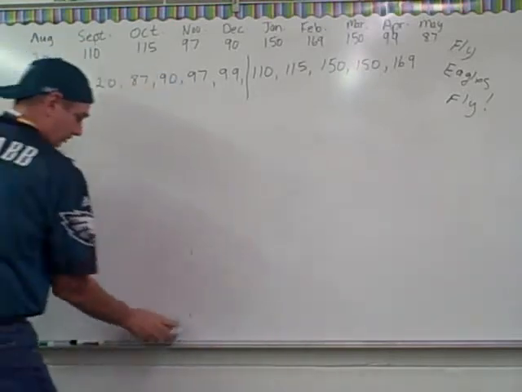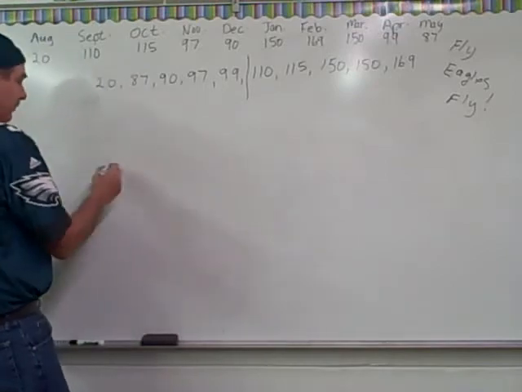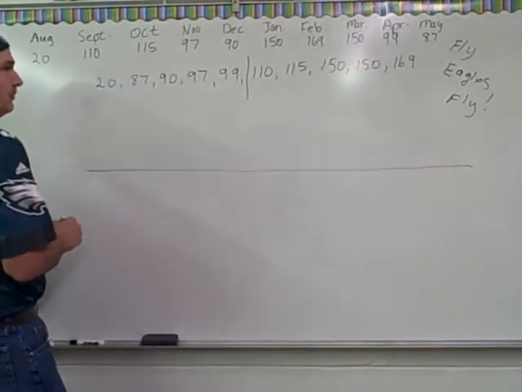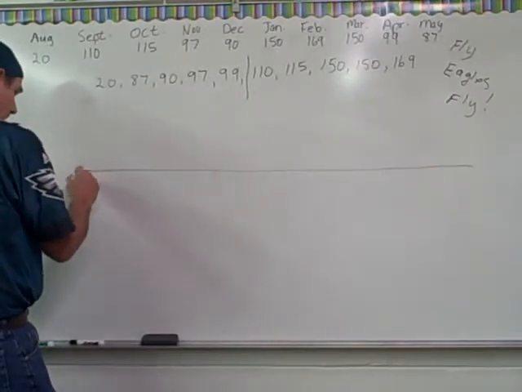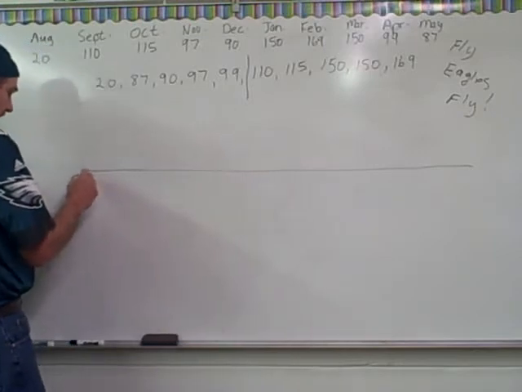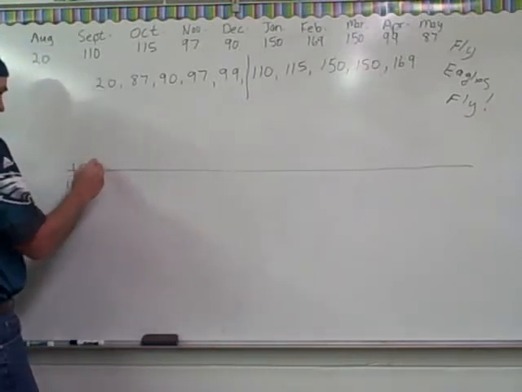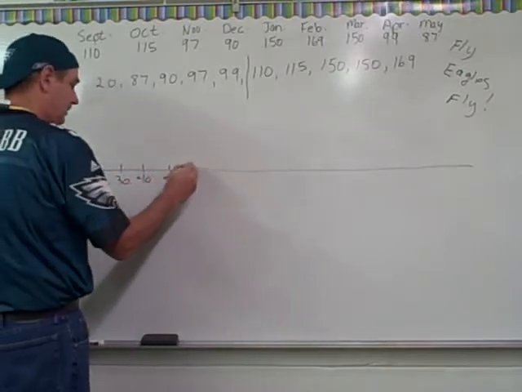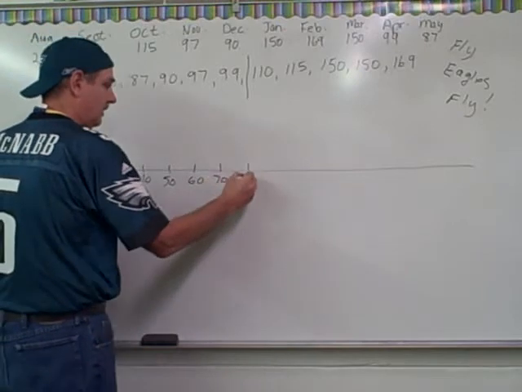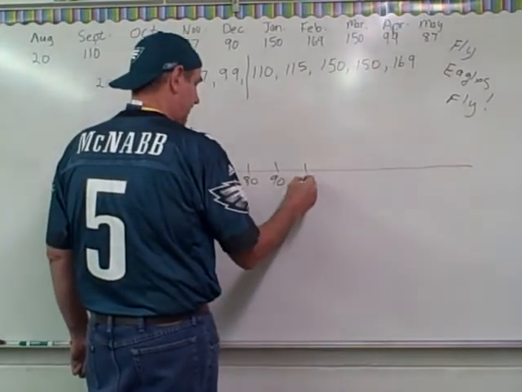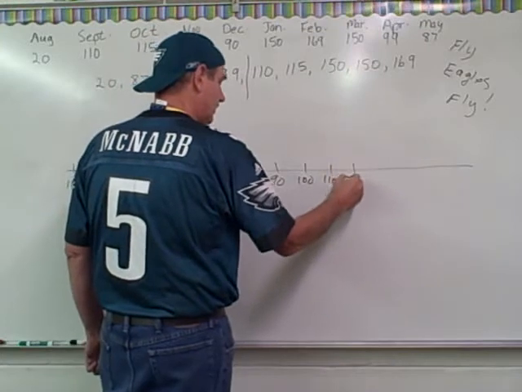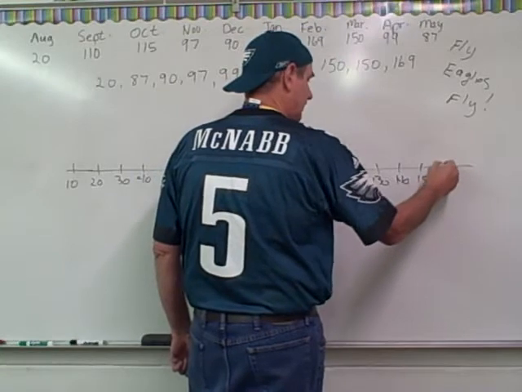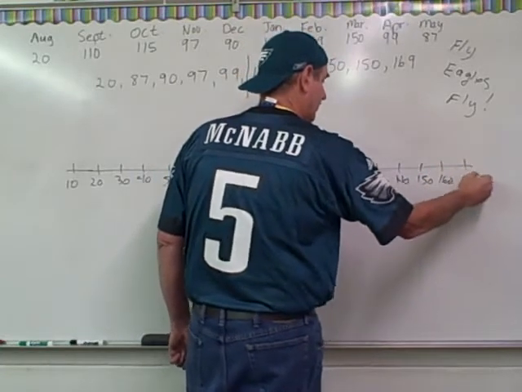I can organize these into a box plot, and a box plot would be like a number line. And this has to go from the 20s to the 170s roughly. So I'm doing this really quick, just kind of sketching it out to try to save some time. But I might put 10 and go by 10s here. 20, 30, 40, 50, 60, 70, 80, 90, 100, 110, 120, 130, 140, 150, 160, 170.